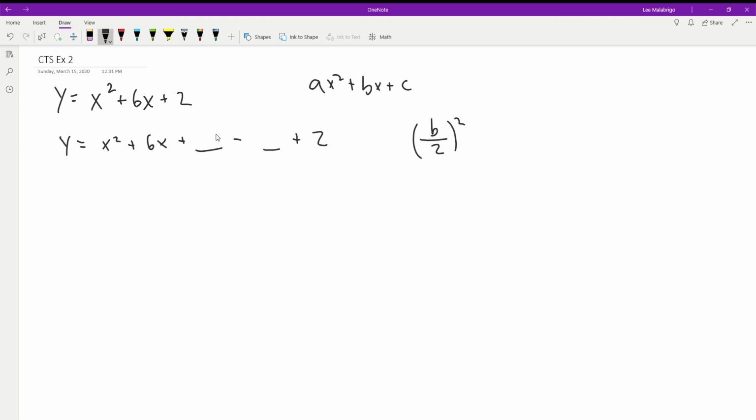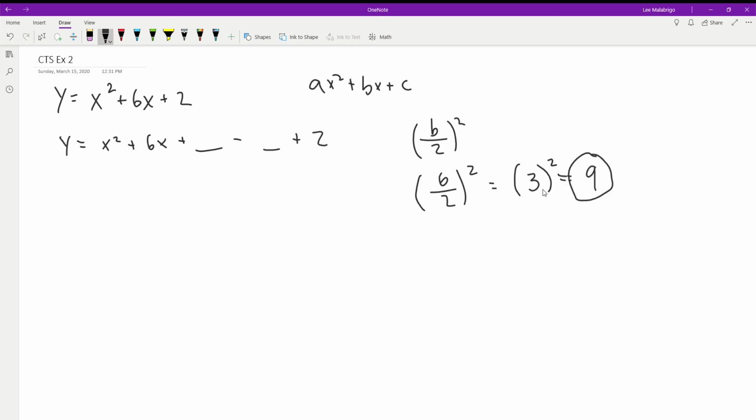So we're going to use this formula rather than draw that picture again, because that might be confusing to you. So what I'm going to do is 6 divided by 2 squared, which is equal to 6 divided by 2 is 3 squared, which is equal to 9. Okay, so we're going to end up adding 9 here.